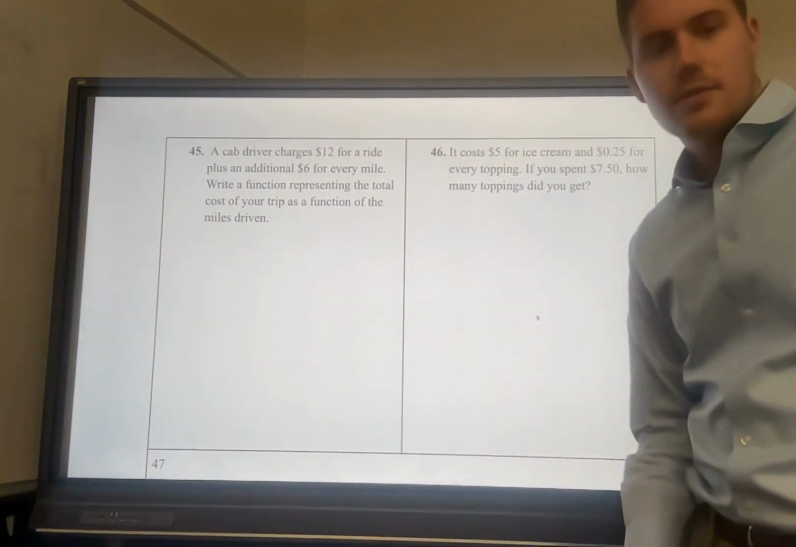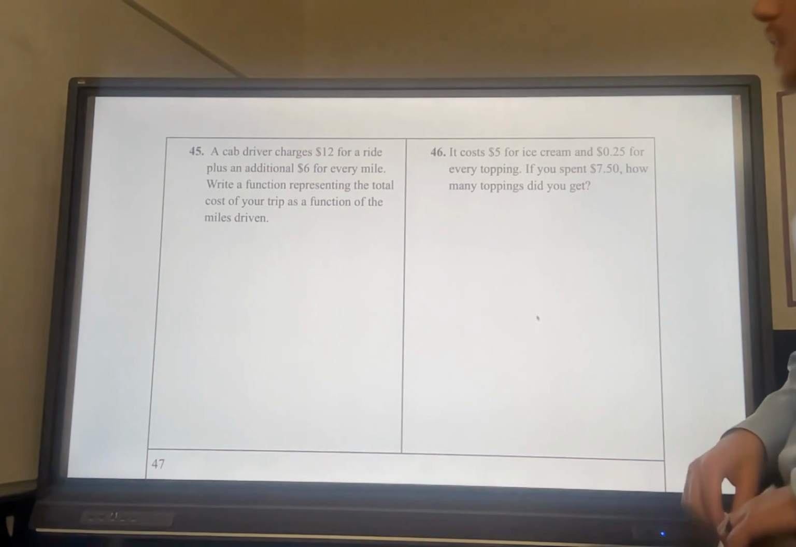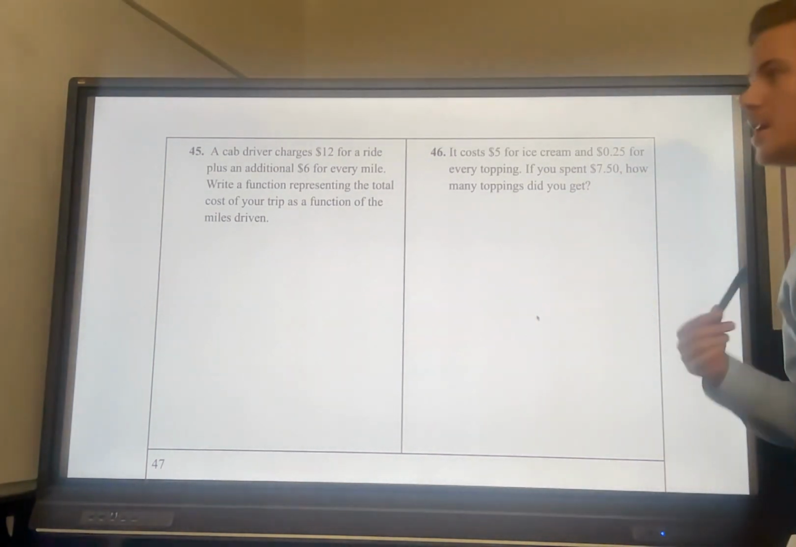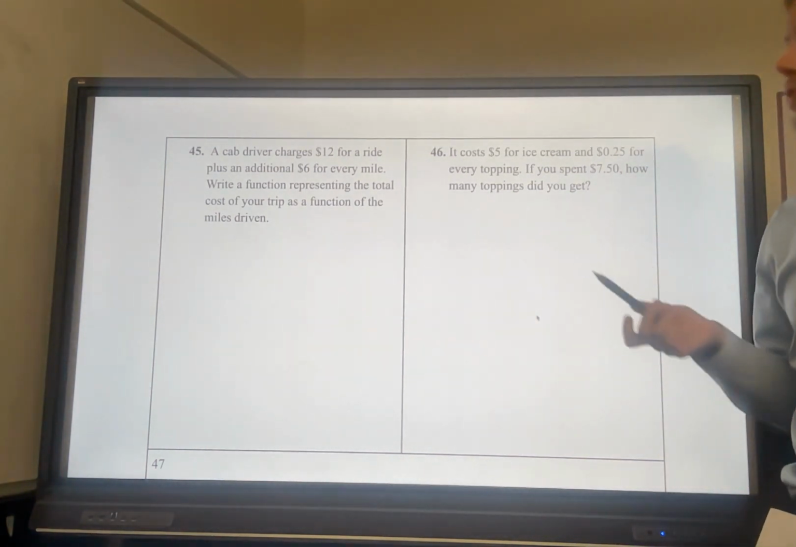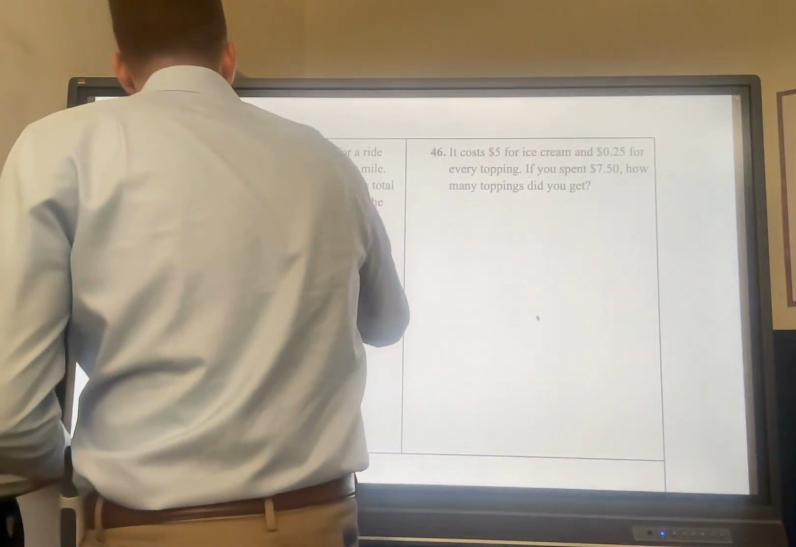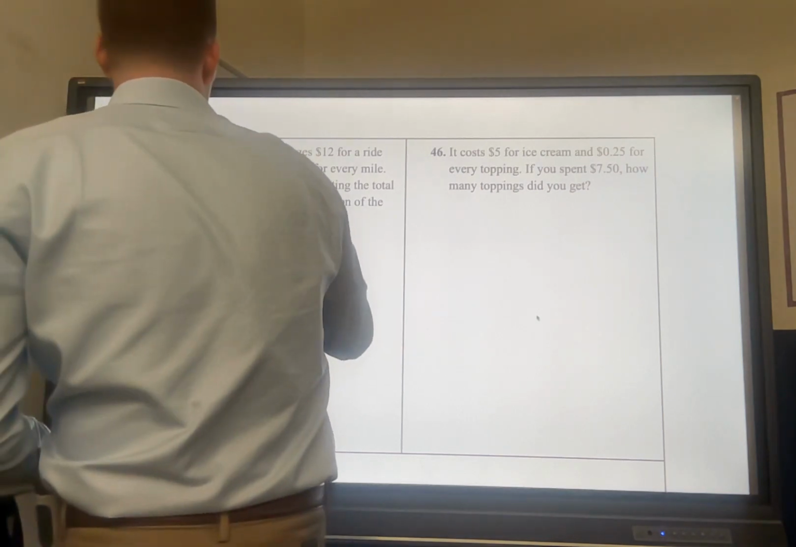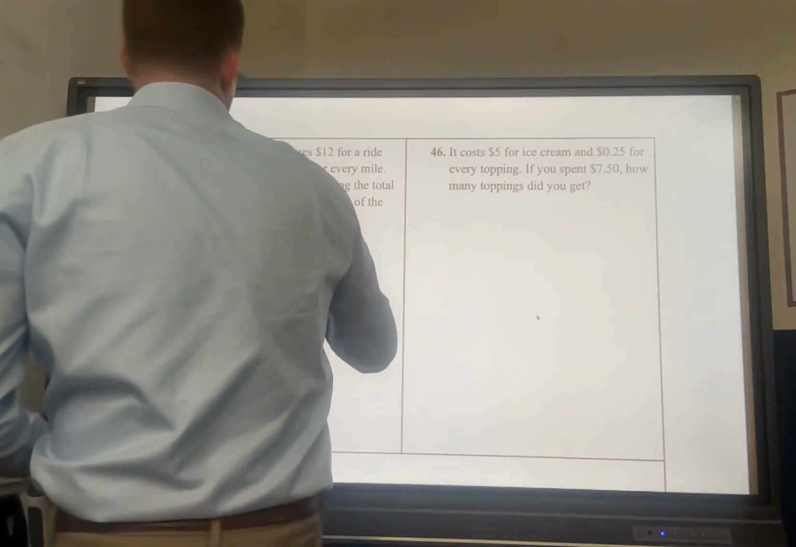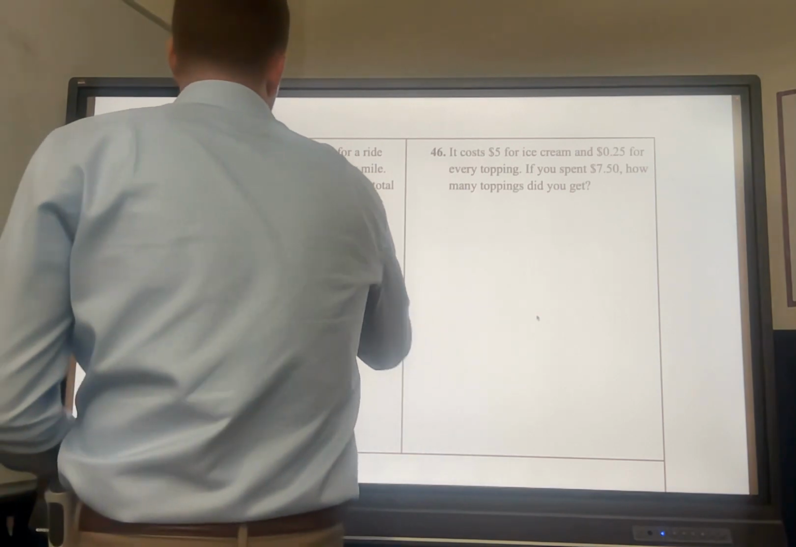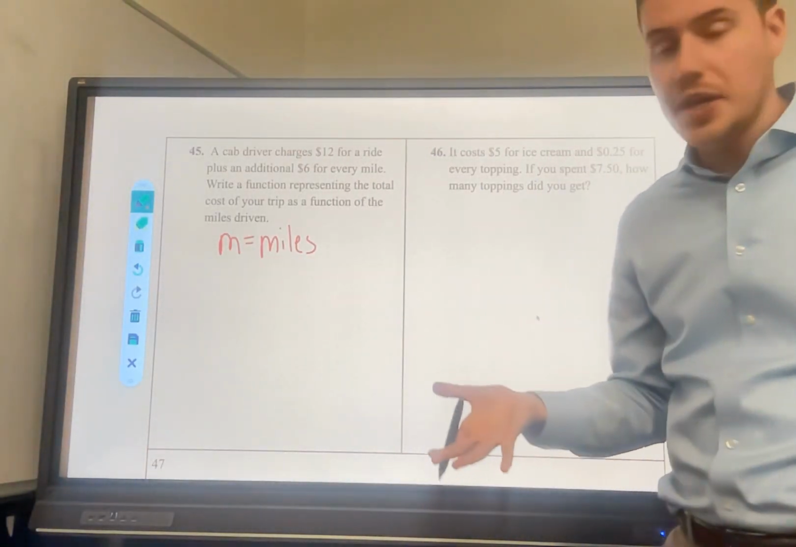All right, almost done, y'all. 3 questions left. A cab driver charges $12 for a ride plus an additional $6 for every mile. Write a function representing the total cost of your trip as a function of miles driven. So let's say that M equals miles in this world. Let's write an equation for that.